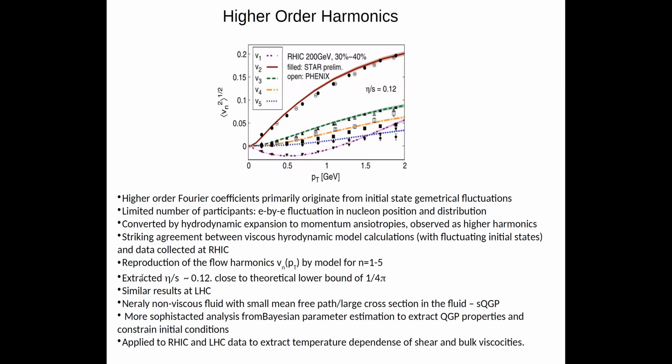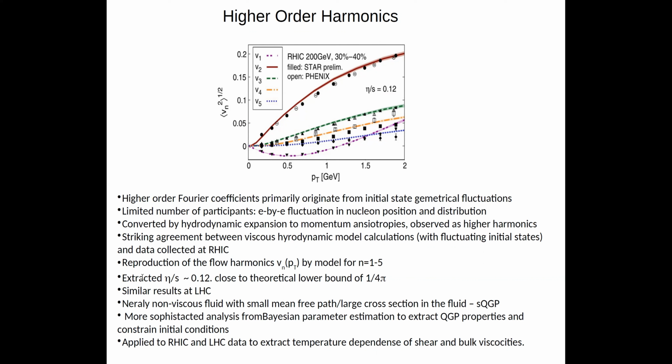So this is about V2. So what about the higher order harmonics? As Sandeep has beautifully explained, these higher order Fourier coefficients primarily originate from the initial state geometrical fluctuations. If you know that the initial distributions are not smooth as described by the Glauber distribution, you do not have a smooth distribution of nucleons.